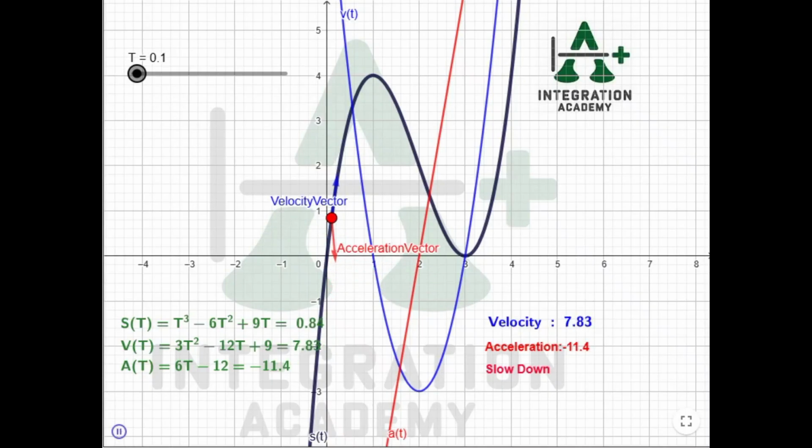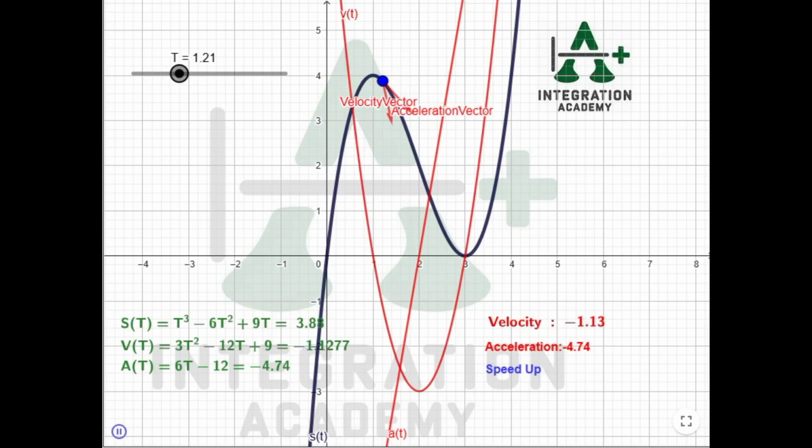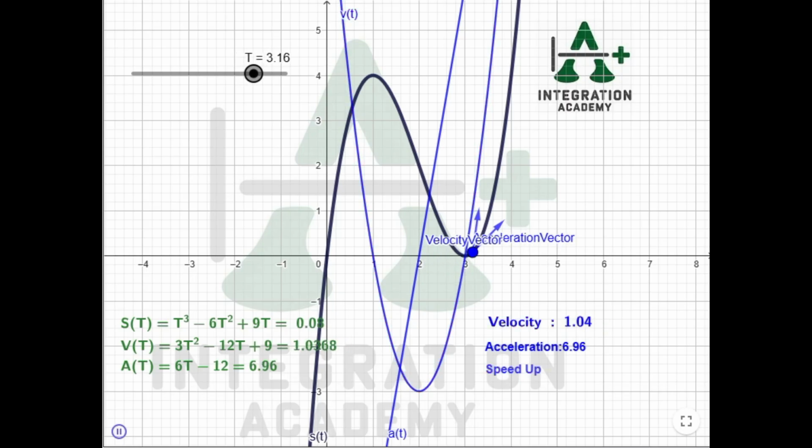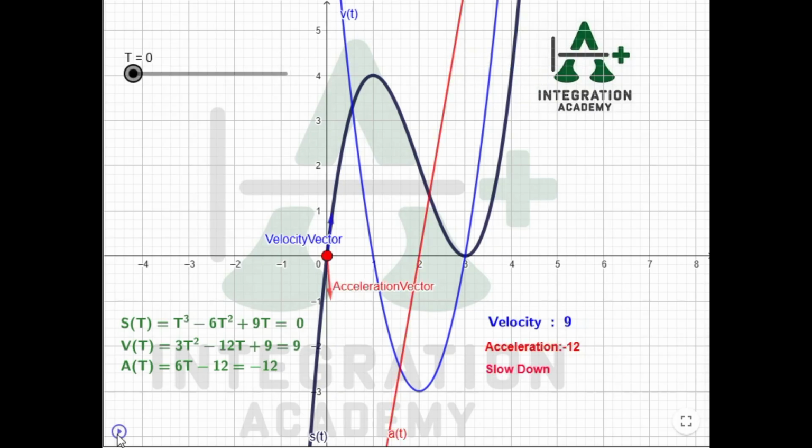We describe motion with three functions. Position, written as s of t, tells us where the object is. Velocity, written as v of t, is the derivative of position and shows speed and direction. Acceleration, written as a of t, is the derivative of velocity and tells us how velocity changes. For this example, the position function is s of t equals t cubed minus 6t squared plus 9t. Taking the derivative gives the velocity function, v of t equals 3t squared minus 12t plus 9. Differentiating again gives the acceleration function, a of t equals 6t minus 12.